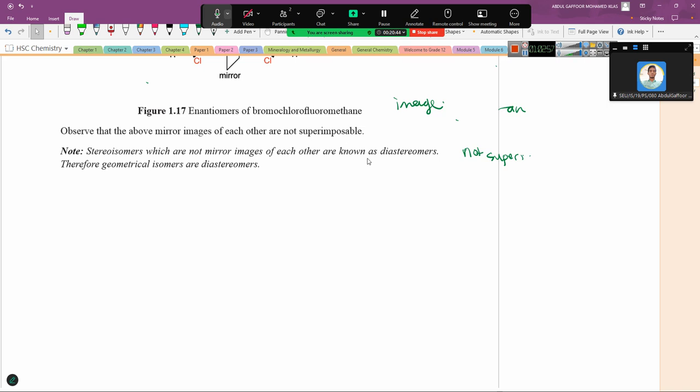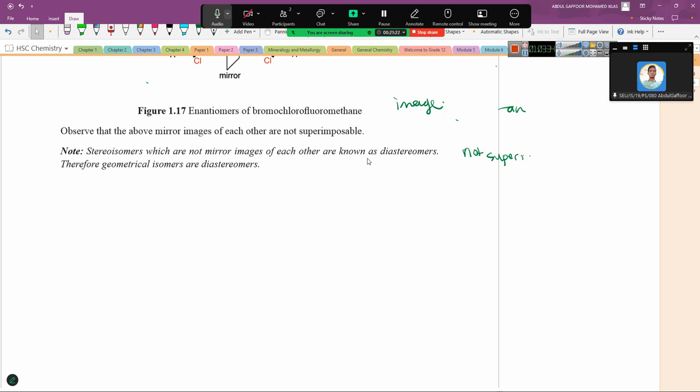So this is about diastereomers. In enantiomers, we studied about mirror images. There should be a single carbon, and around the single carbon we should have unsymmetrical, different groups. The carbon should possess four different groups, and they are the mirror image of each other, but they are not superimposable. Not superimposable means they cannot overlap.